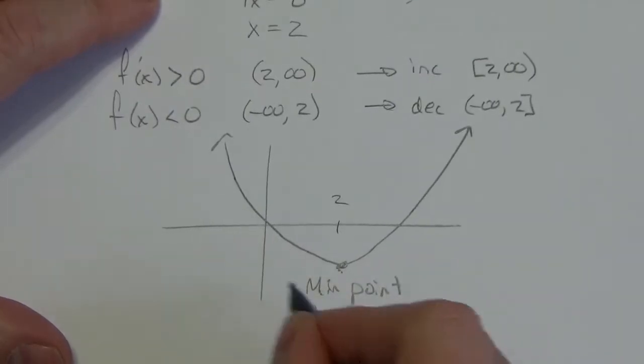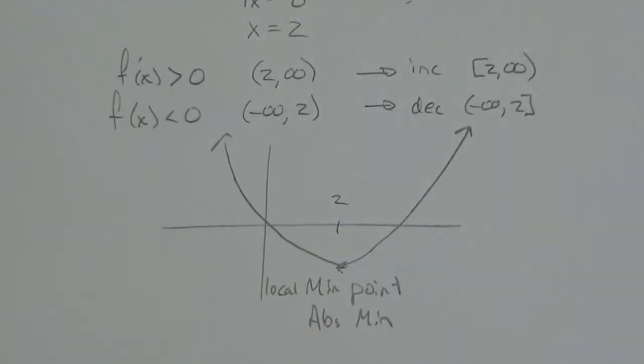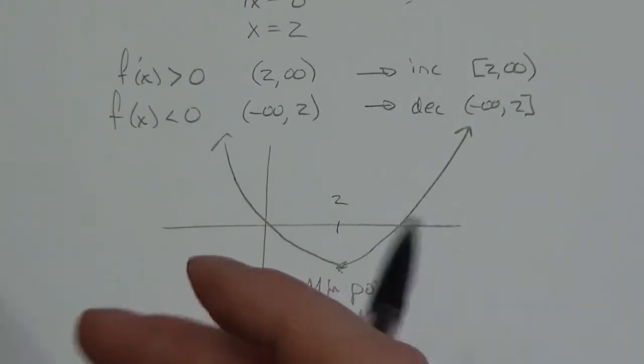More than that, this is a local min, I should have said, but more than that, this is an absolute min, because it's the lowest point on the graph. And you would have known that because it's a quadratic, and you would have had some experience with that in the past here. Okay, let's take a look at another one.